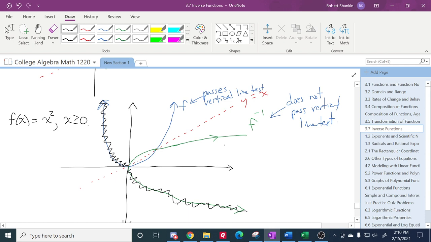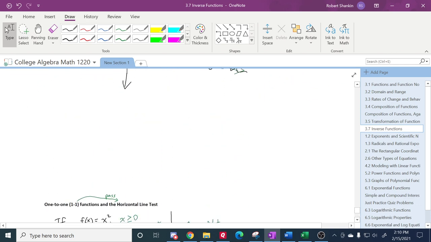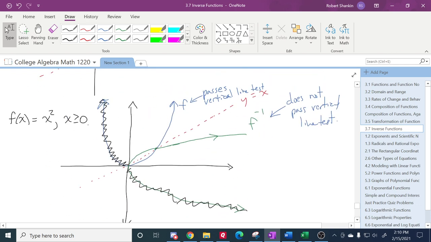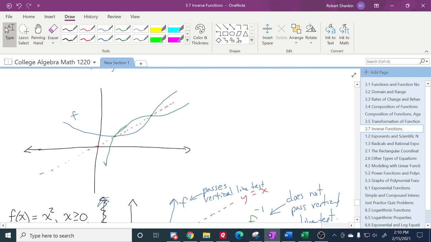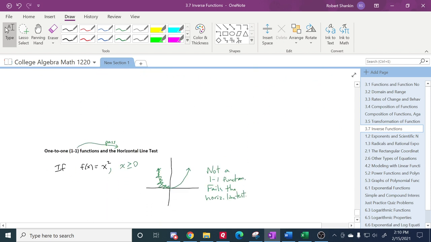All right, so there was a lot of explaining. It's pretty complex. Give me a little feedback. Does this all make sense? Horizontal line test, one-to-one function, restricting the domain so that it passes the horizontal line test, and then the inverse will be a function.